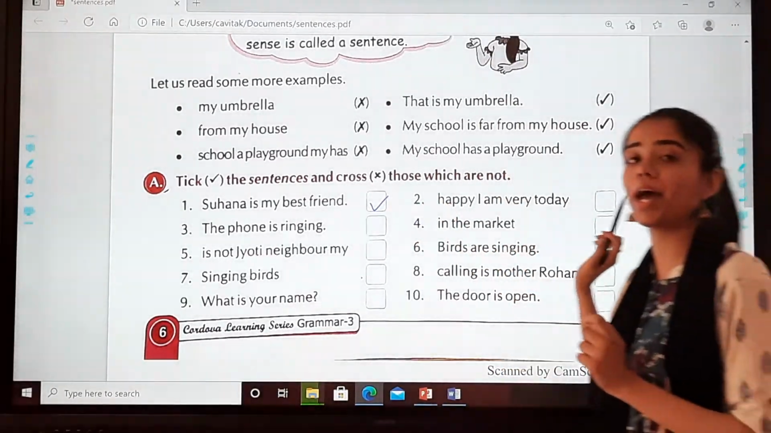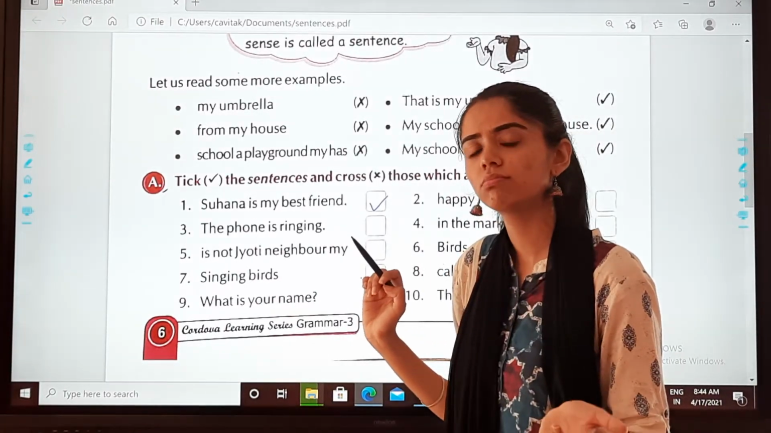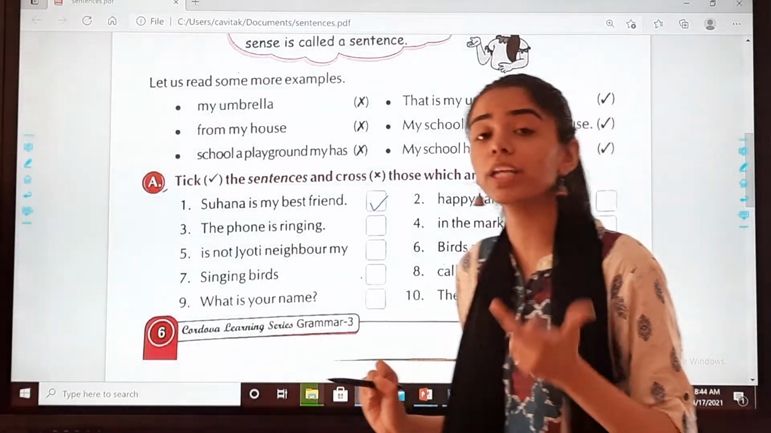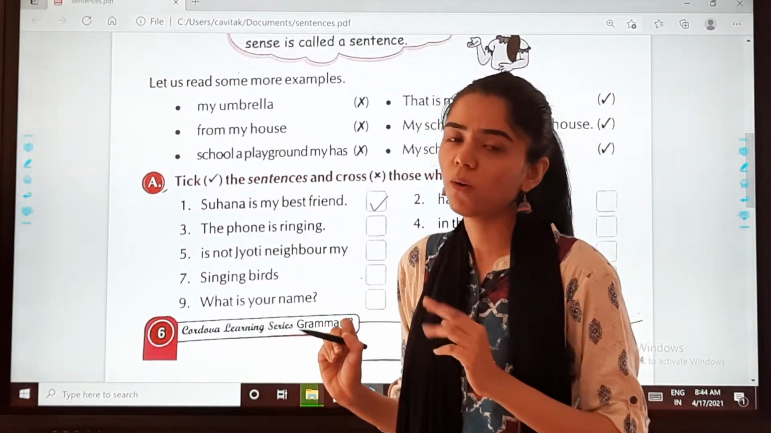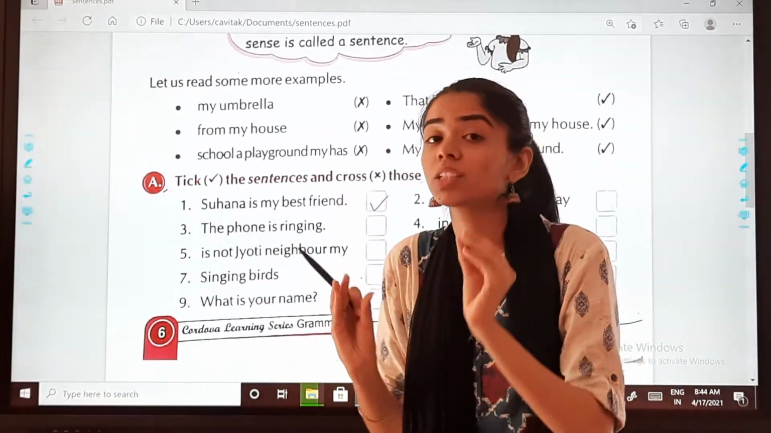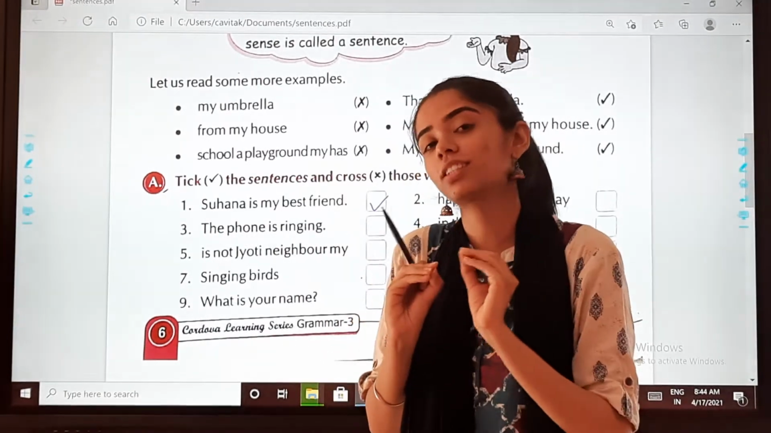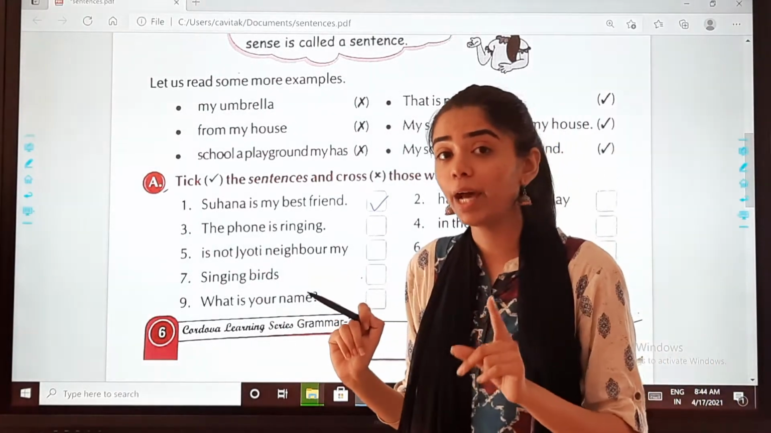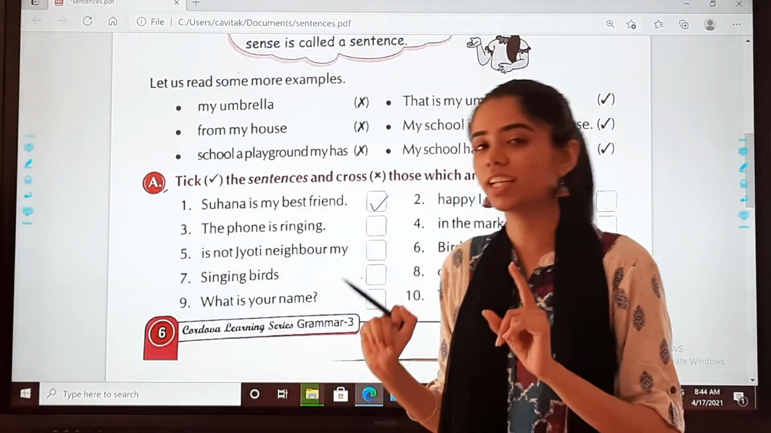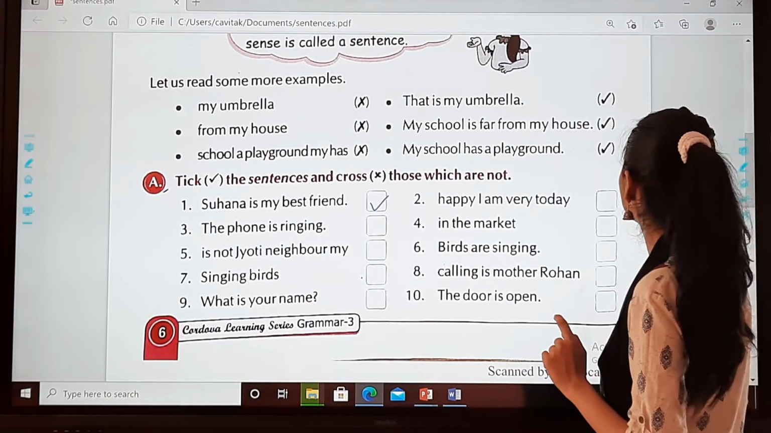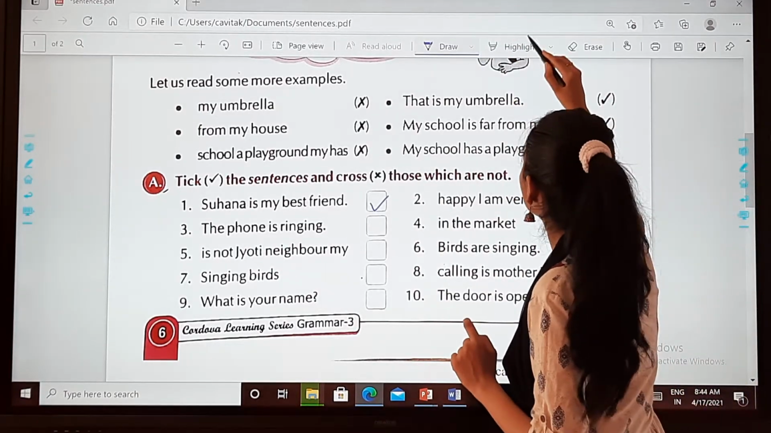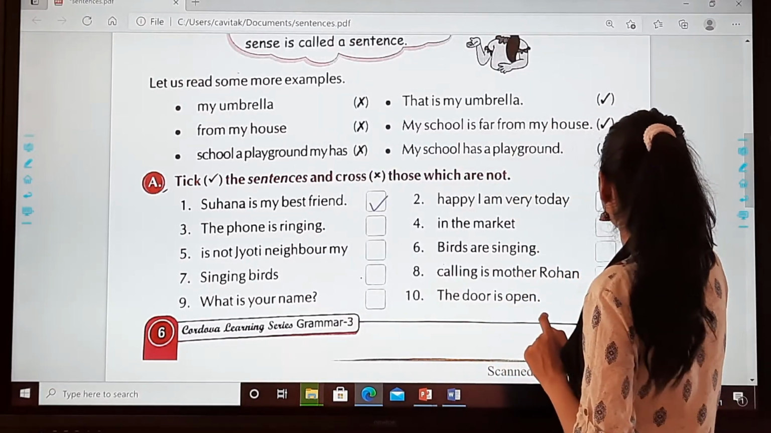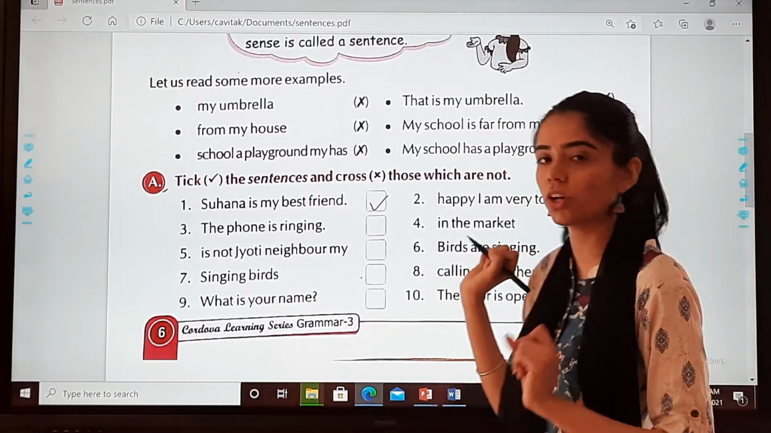Now, the next one. Happy I am very today. What does that mean? Happy I am very today. So, the words are correct, but the place is not correct. Instead of that, it should have been I am very happy today. So, we will put a cross over here. See. Wrong. This is wrong.